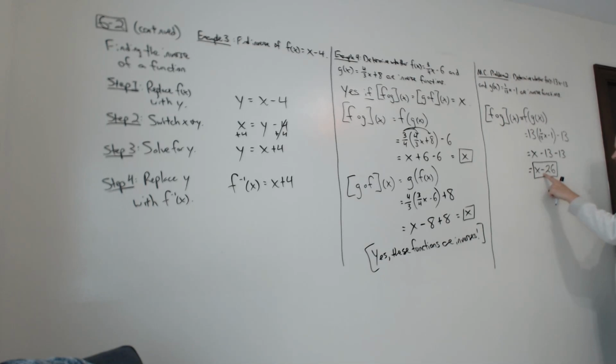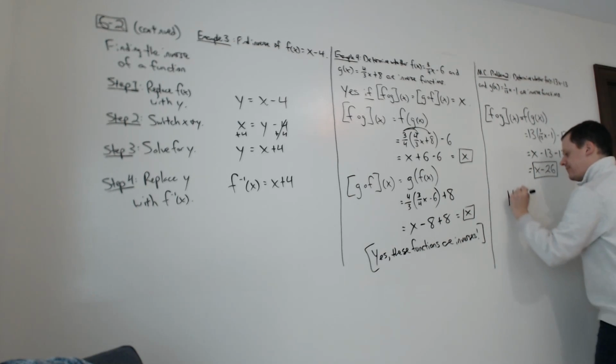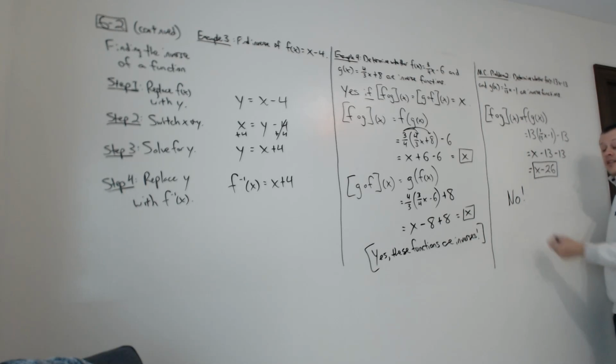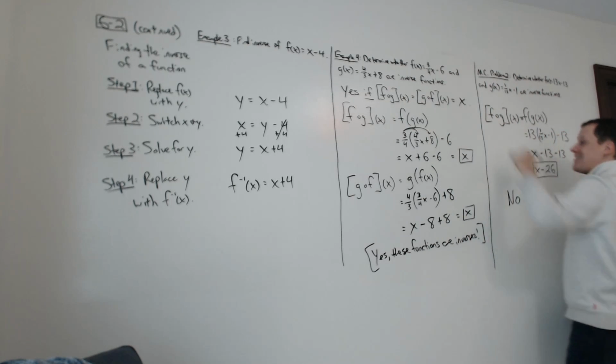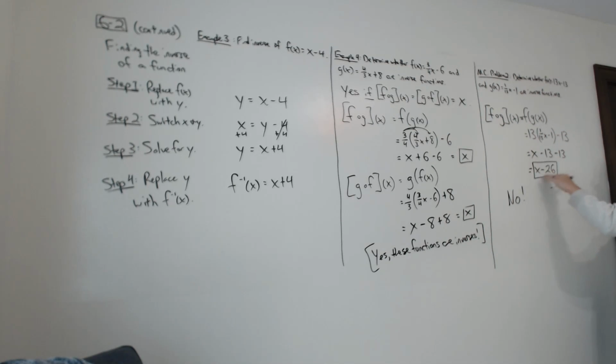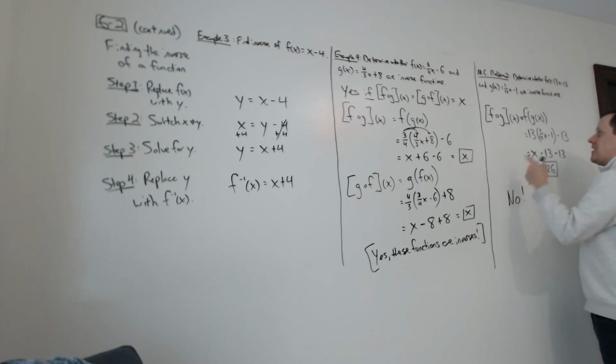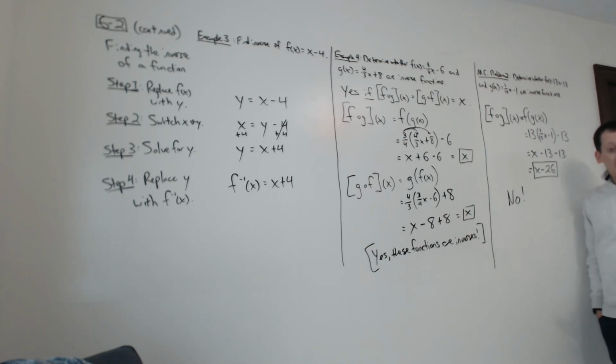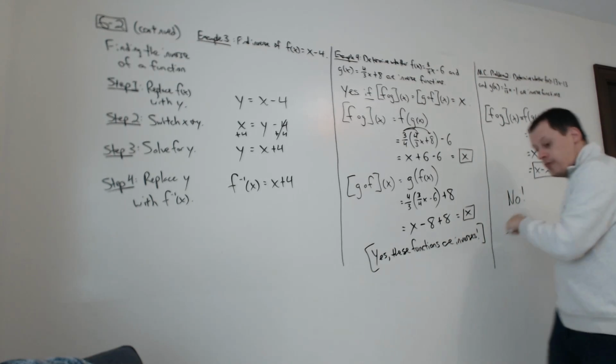No. If one of these 13s were positive, it could have canceled out and made x. Once we get something that's not just x, these functions are not inverses anymore. Because f of g of x has to be equal to just x for them to be inverses. So if you get something that's not x, you can stop. You don't even have to calculate g of f of x. How about that? Cut that problem in half. So the answer is no.